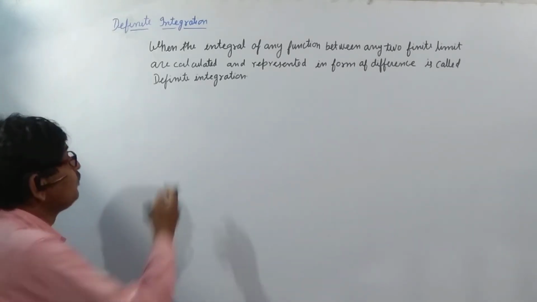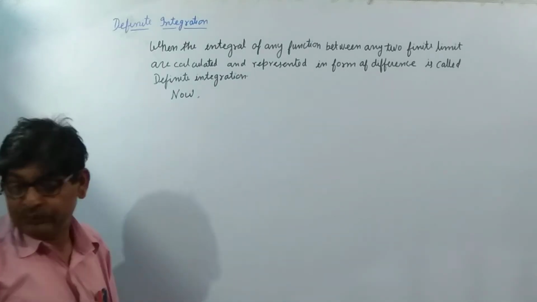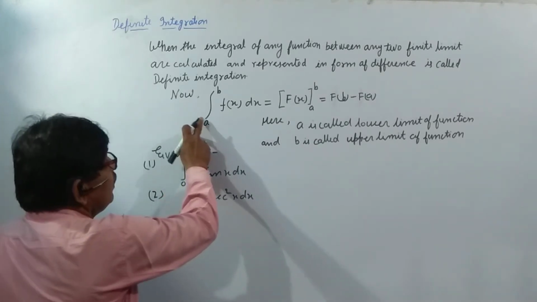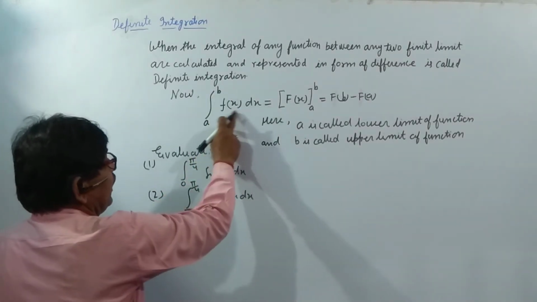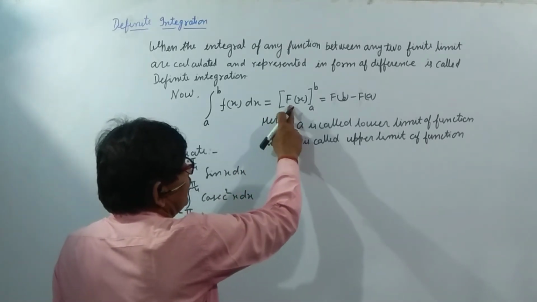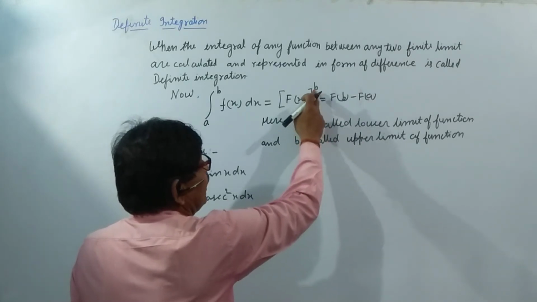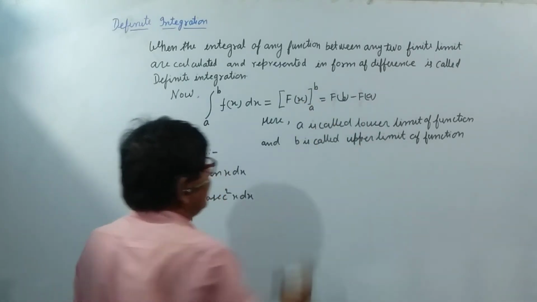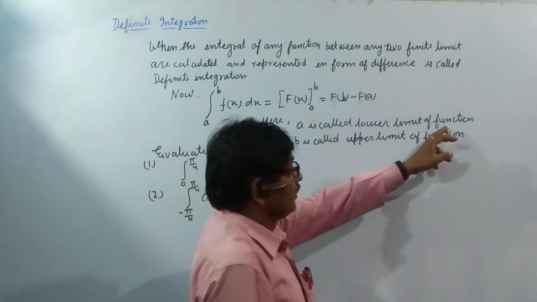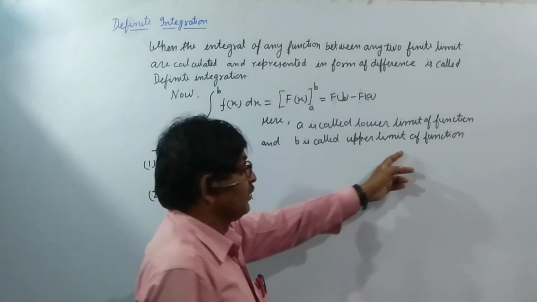Now here, the integral from limit a to b of f(x) dx equals the integration of this, which is F(x) with limit a to b, that is F(b) minus F(a). Here a is called the lower limit of the function and b is called the upper limit of the function.